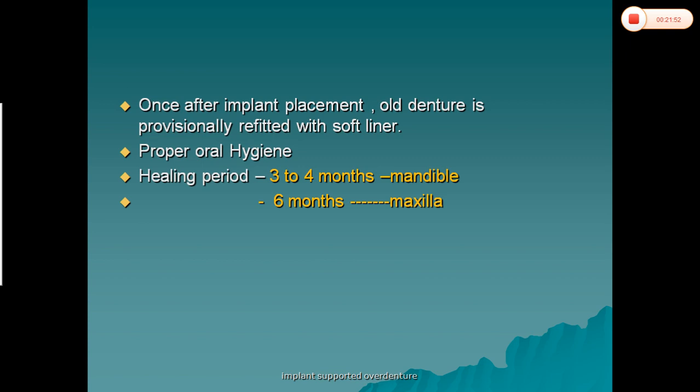Next, on the day of surgery, the patient will be pre-medicated. Then local anesthesia is given. By using the surgical template, we know where to place the implant. For example, in the mandible, intraforaminal. Intraforaminal means between the mental foramen on the right to the mental foramen on the left. In between, we can place either 2 to 4 implants.